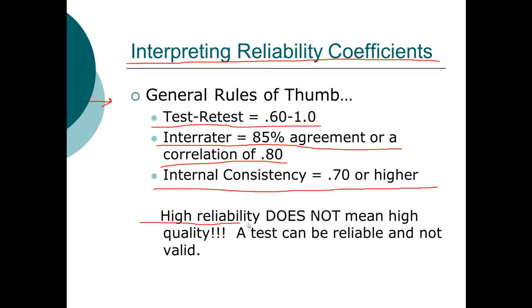But high reliability doesn't mean high quality. A test can be reliable and not valid. Now, what does that mean? Well, you can get the right answers consistently, but yet you can also get the wrong answers consistently. Reliability is about getting the same results. And if your test questions are bad, they're going to yield bad results consistently. And that's not a valid construct.